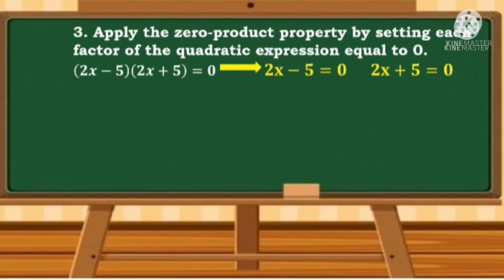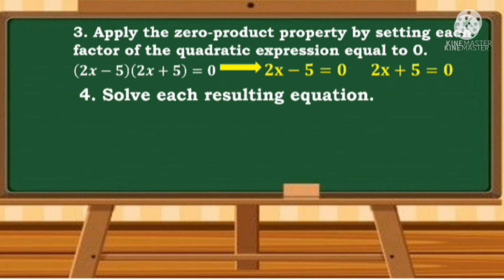Next is to apply the zero product property by setting each factor of the quadratic expression equal to 0. So we have to rewrite the given equation into 2x minus 5 equals 0 and 2x plus 5 equals 0. Then solve the resulting equations. 2x minus 5 equals 0.